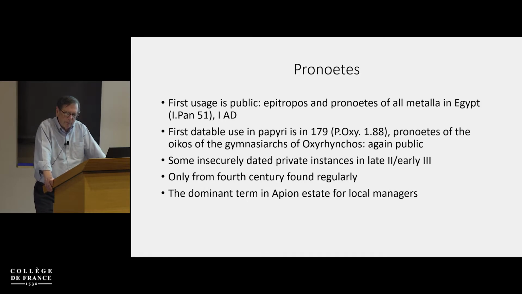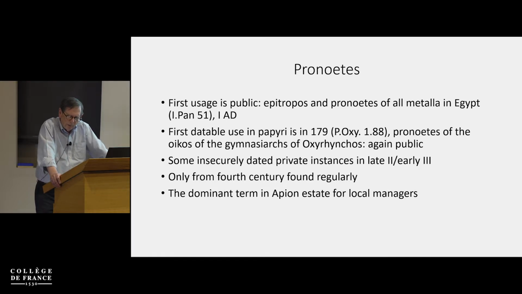Oxyrhynchus papyrus, in which Lampone, son of Ammonius, describes himself as the pronoetes of the oikos of the gymnasiarchs of Oxyrhynchus. More distinctly private uses follow around the end of the century. It is possible that a couple of insecurely dated texts come from earlier in the 2nd century, but we can't say.